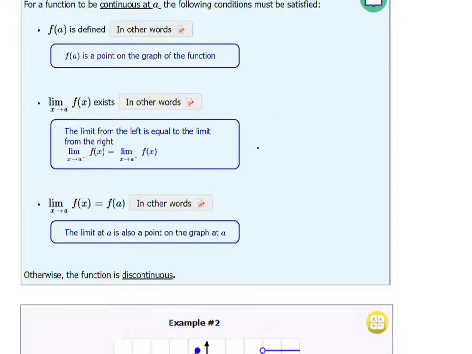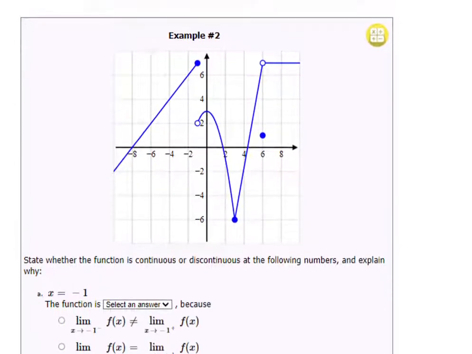So in that case, we just can't have it be the case where it looks like it's approaching some number from the left and from the right, let's say, but it turns out there's a hole there and the point's actually down here. Something like that would be the case where it wouldn't be continuous. All right, so let's look at example 2.